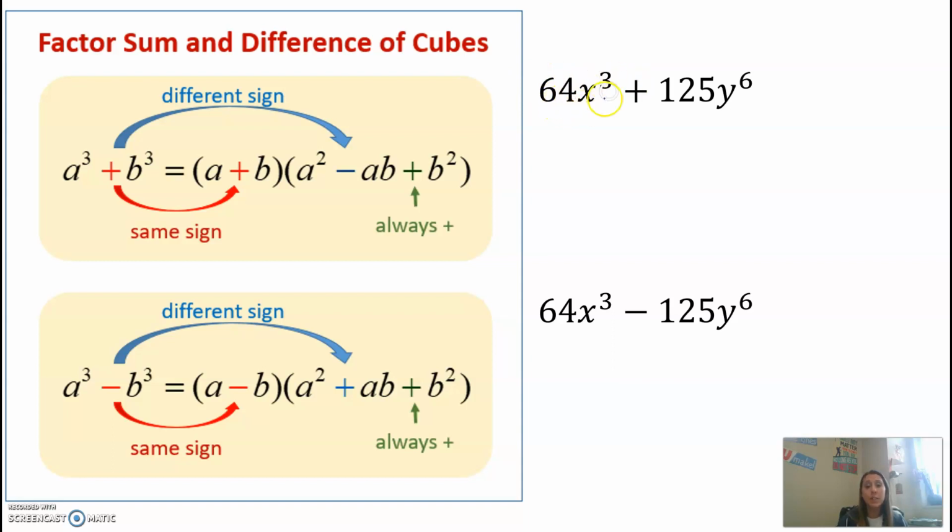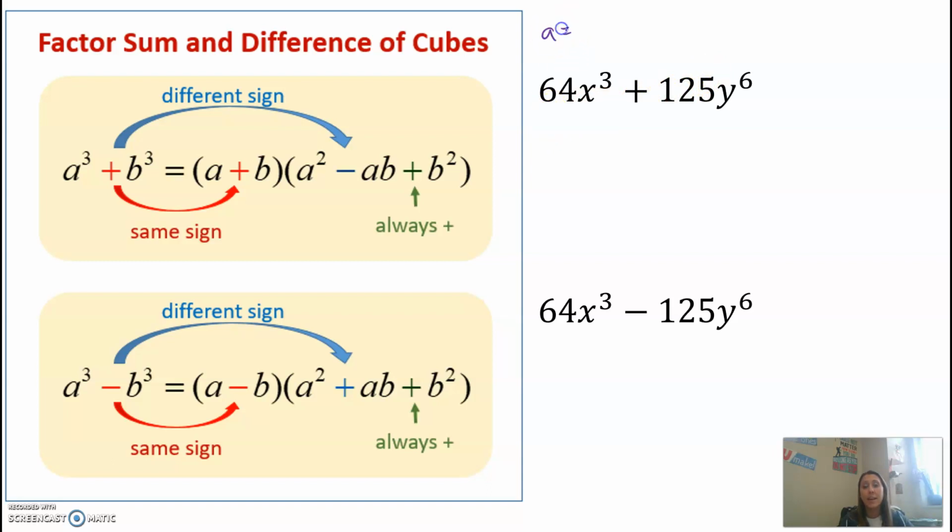So what I want to do is look at 64, and I know that 64 is a perfect cube because 4 times 4 times 4, or 4 to the 3rd power, is 64. I also know that 125 is a perfect cube because 5 to the 3rd power is 125. So since I know that these are perfect cubes, then I want to find my a.